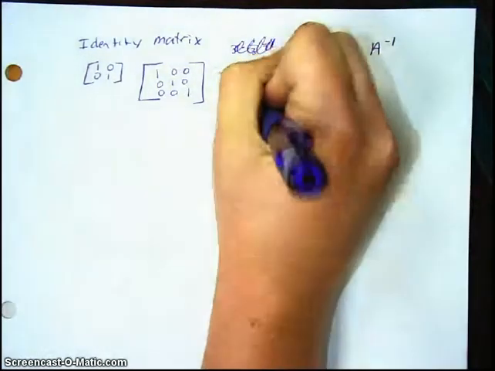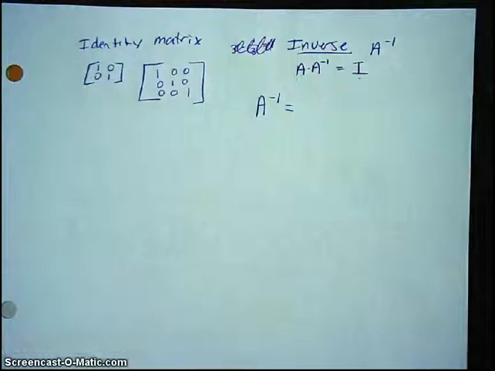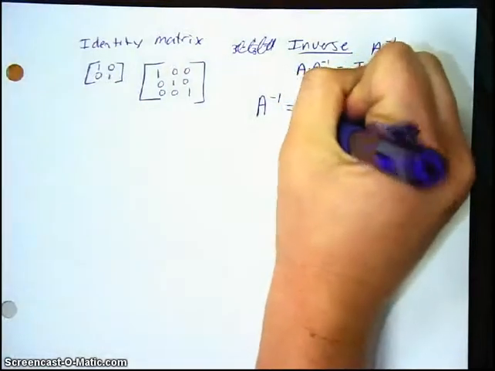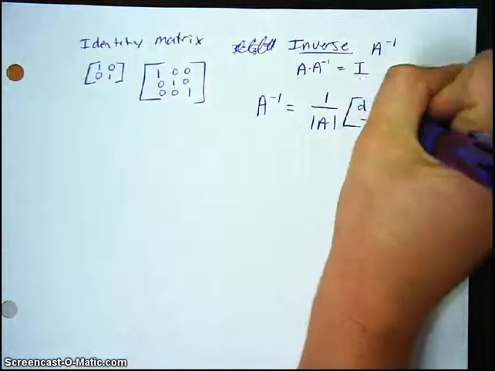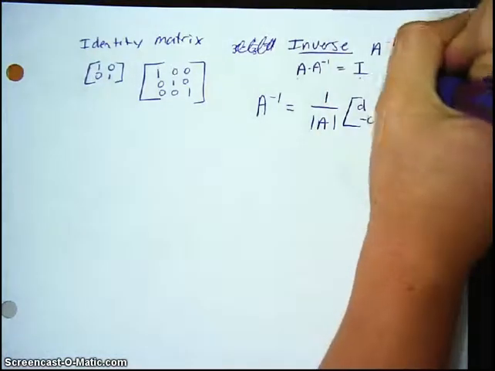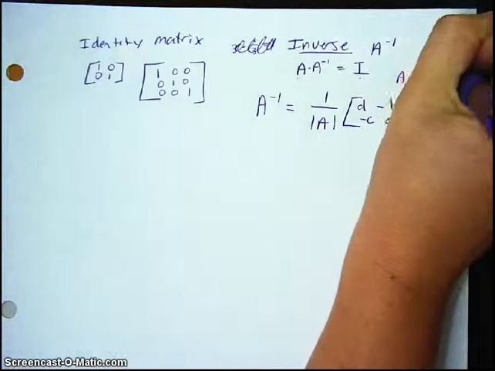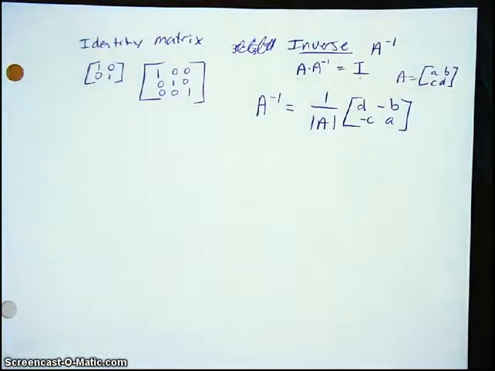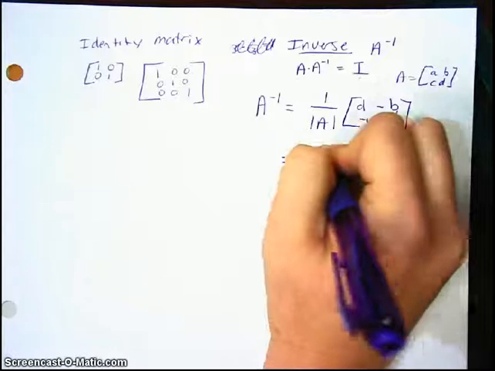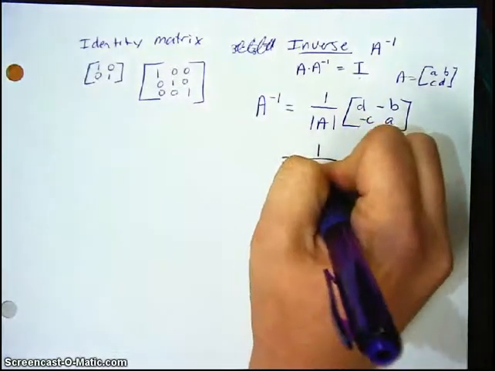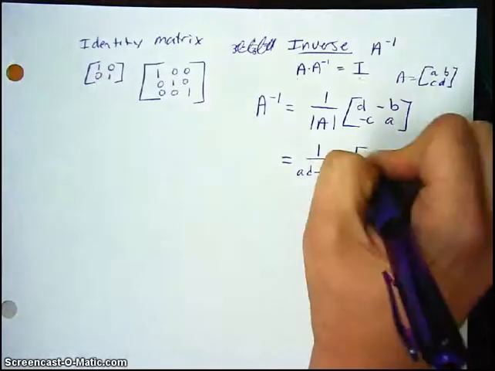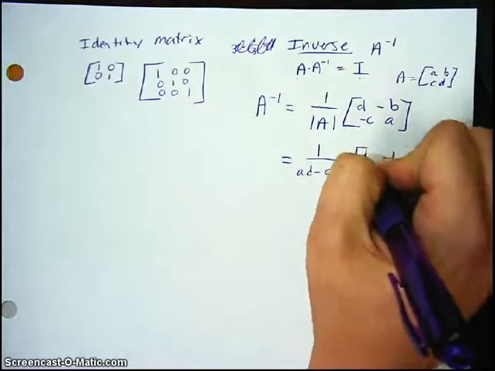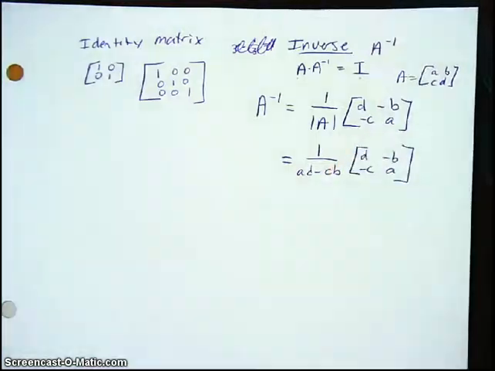The definition to find the inverse of a matrix: the inverse of matrix A is 1 over the determinant of A times the matrix D, negative B, negative C, A. That's when matrix A is equal to A, B, C, D. Again, what we looked at yesterday is that the determinant is AD minus CB. So we'd have 1 over AD minus CB times D, negative B, negative C, A. That's how you would find an inverse by hand. We're not going to be doing them by hand. We'll do it in a calculator.